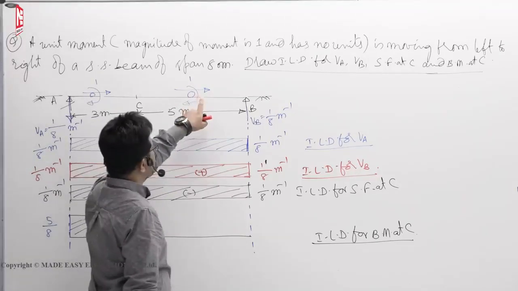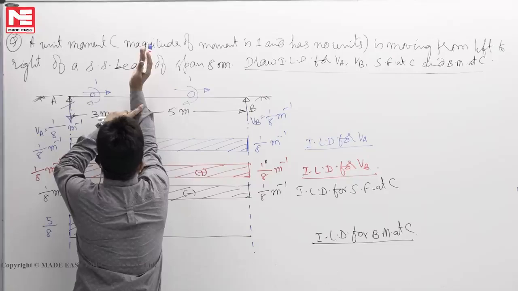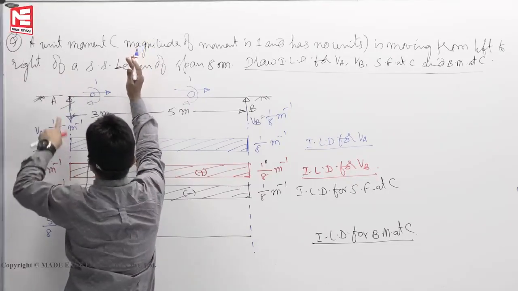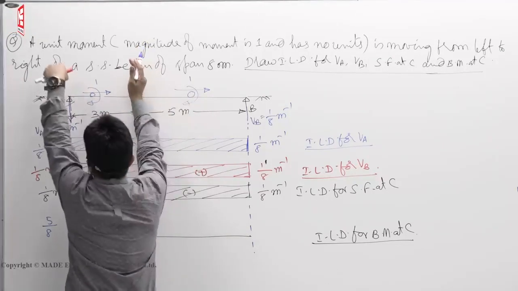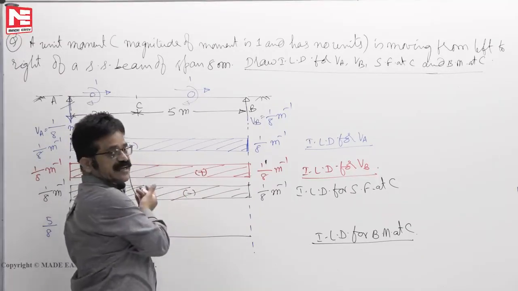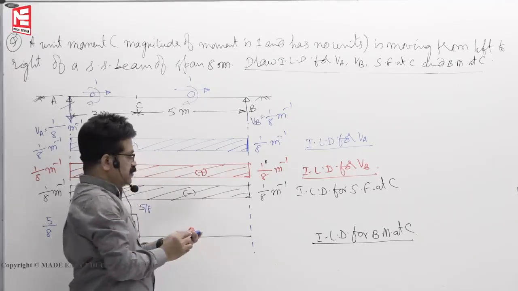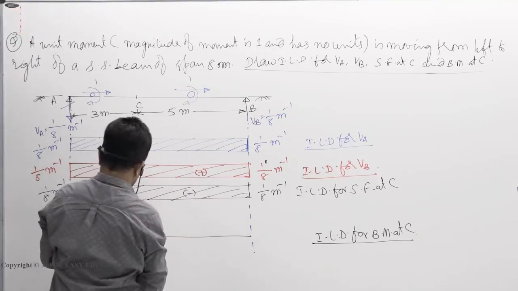Now if the moment is anywhere between C and B, say somewhere here, stand here, look left. Now there is a downward force of only 1. This moment has gone here. So 1 by 8 into 3, so 3 by 8. But it is minus because a downward force always gives negative bending moment. So minus 3 by 8. That you have to get.